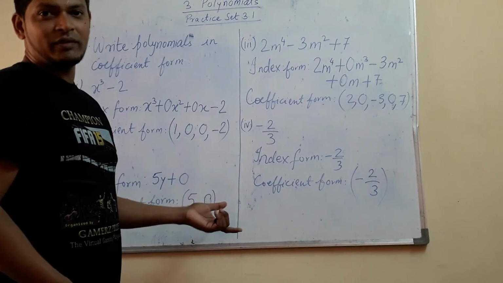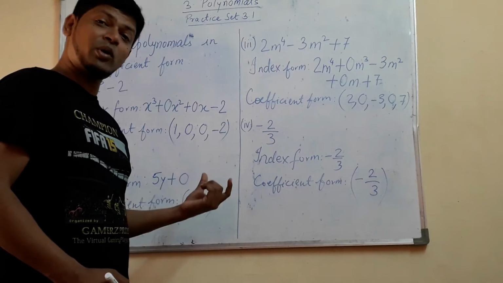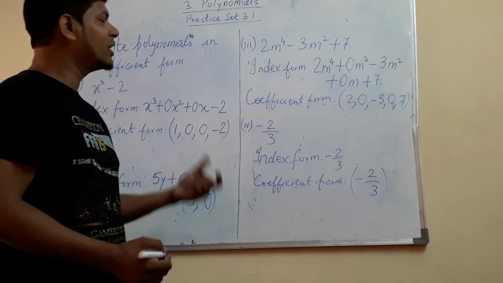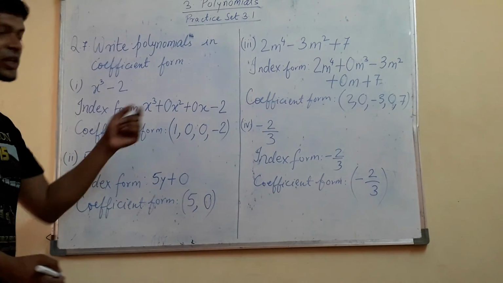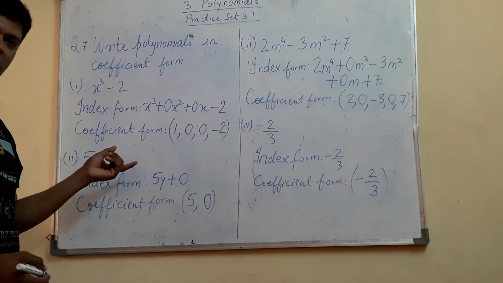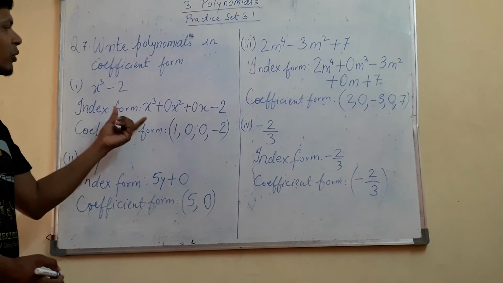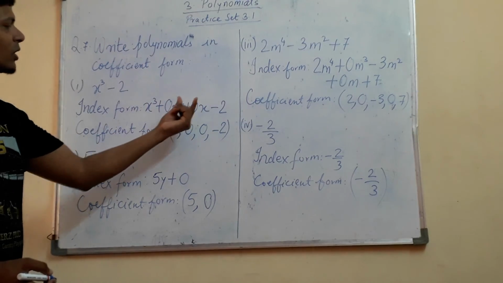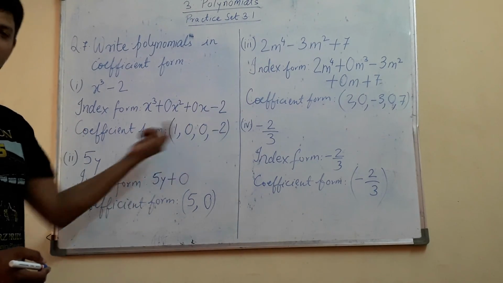So what we have done: first we checked whether the given polynomial is in the standard form. If it is not, then we arrange it in the standard form. Then we write it in the index form, that is, the missing terms we write with the coefficient as 0. Then we take the coefficients of all the terms and write them in the coefficient form.